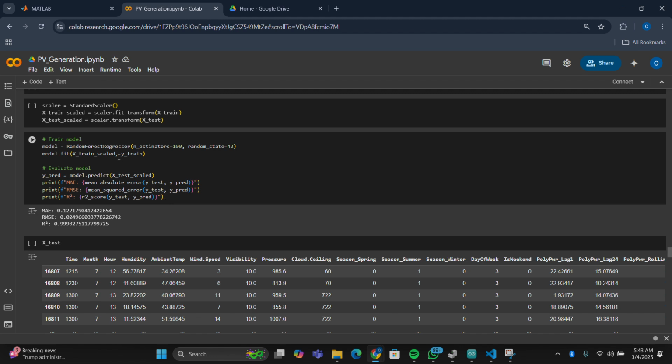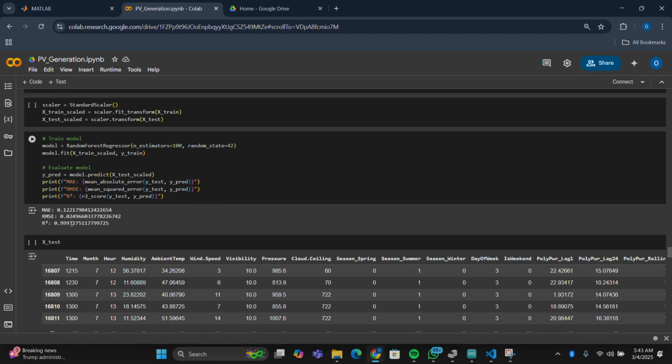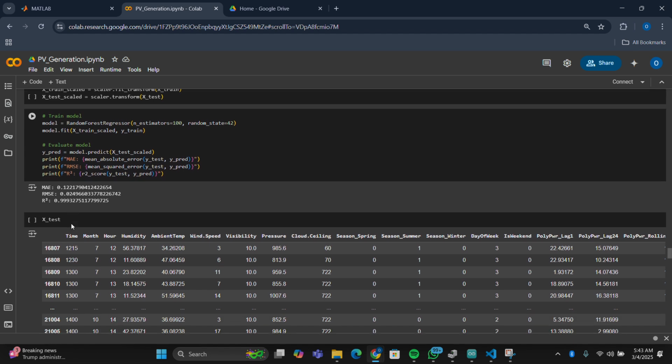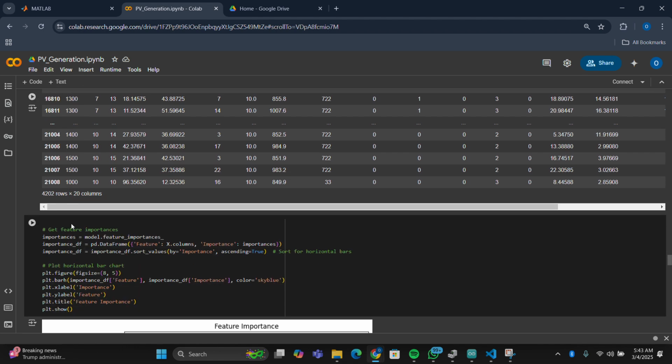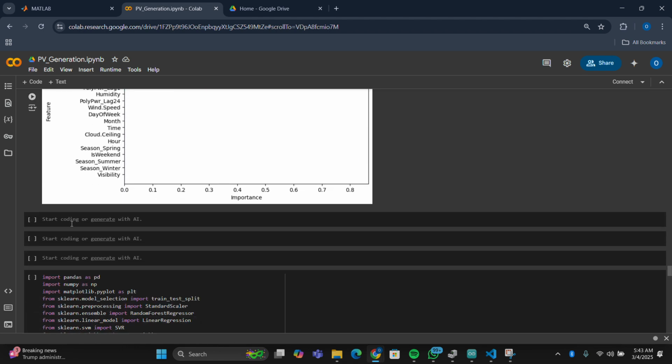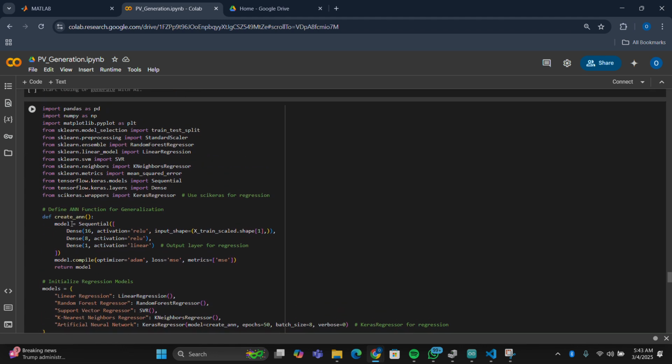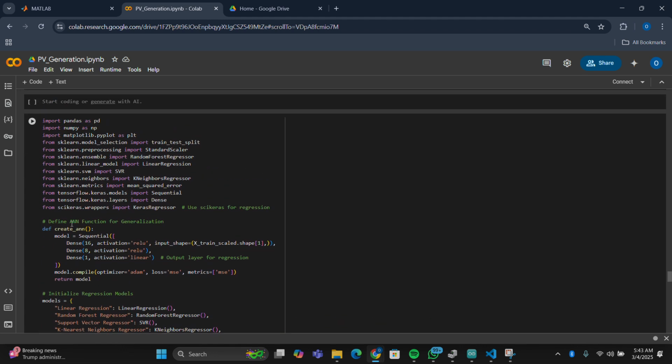The first one was trained with random forest, because previous work has said that this was the best performing model, and we got about 99% accuracy and a root mean square value as low as 0.025, which is a very good performing model, right? So then I tried to compare more models to see how they perform against each other.